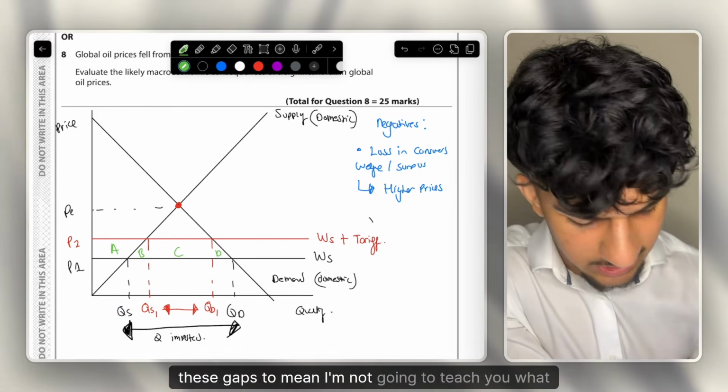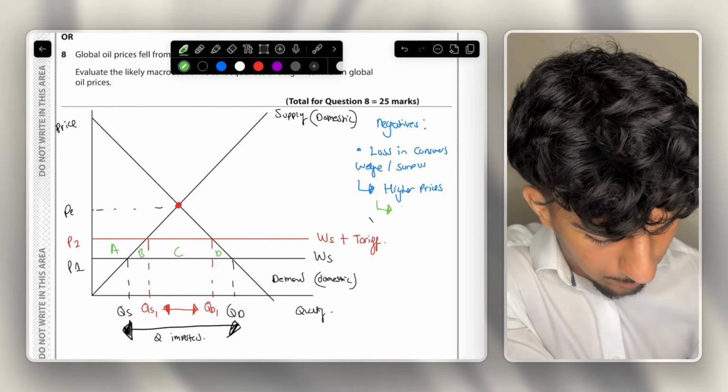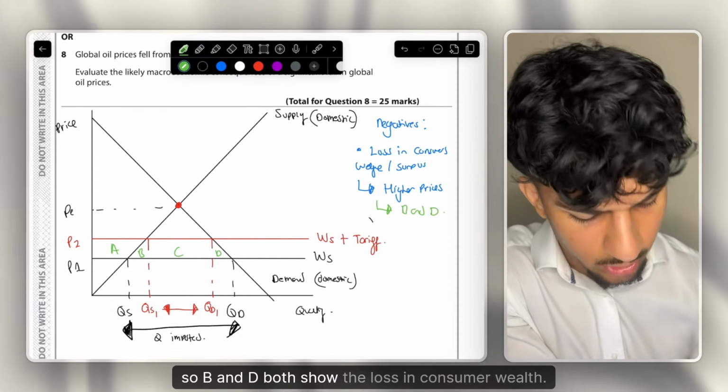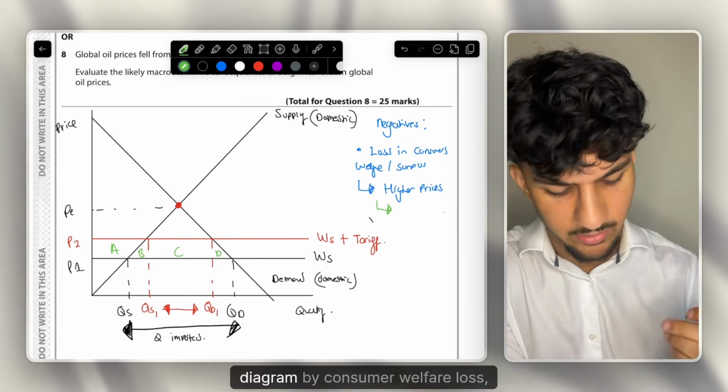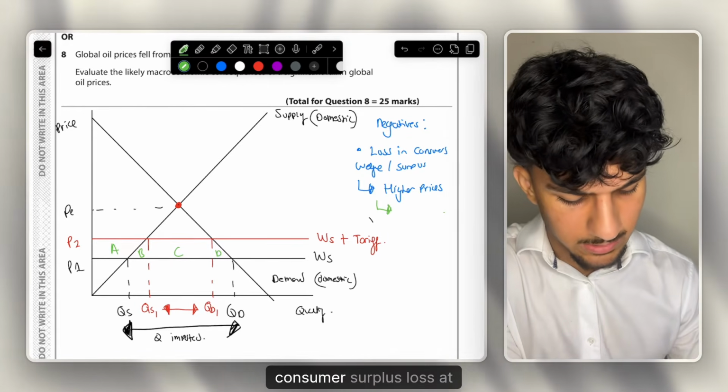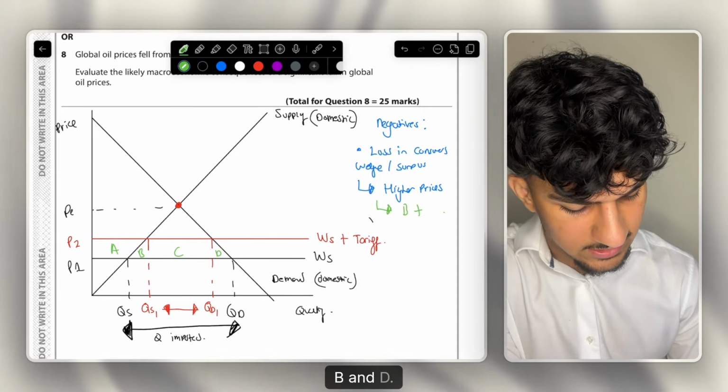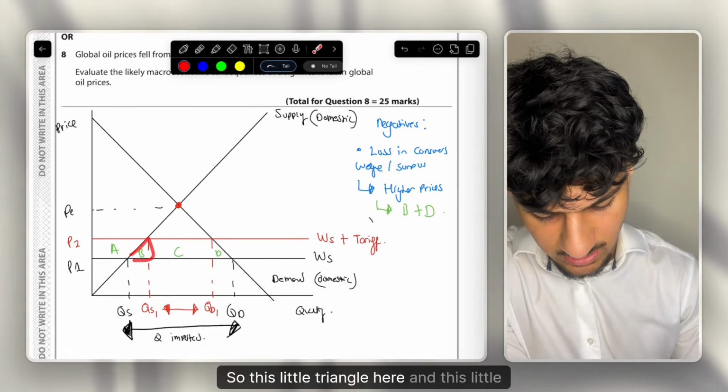I'm not going to teach you what each gap means, but B and D both show the loss in consumer welfare. And these higher prices are represented on the diagram by the consumer surplus loss at B and D. So this little triangle here and this little triangle here.